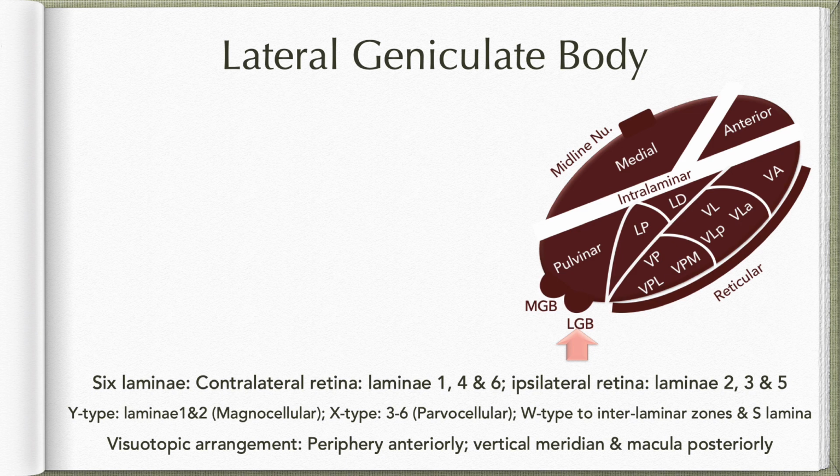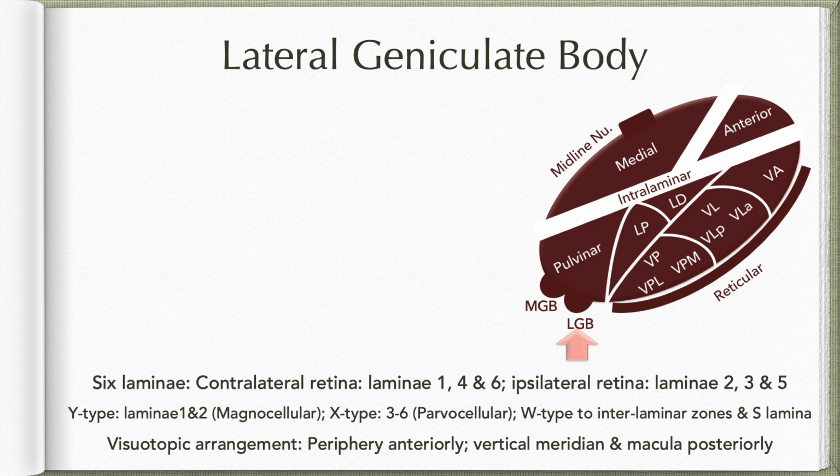Among these 6 laminae, laminae 1 and 2 are magnocellular laminae, and they will receive input from Y type ganglion cells which are fast conducting and rapidly adapting. The remaining 4 laminae, that is 3, 4, 5 and 6, are parvocellular laminae. They receive input from the X type ganglion cells which are slow conducting and have a sustained response. In addition, there is a third type of ganglion cells known as W cells. These are even responsive to light. They will relay in the interlaminar zones as well as in the lamina S, which is located just above lamina 1.